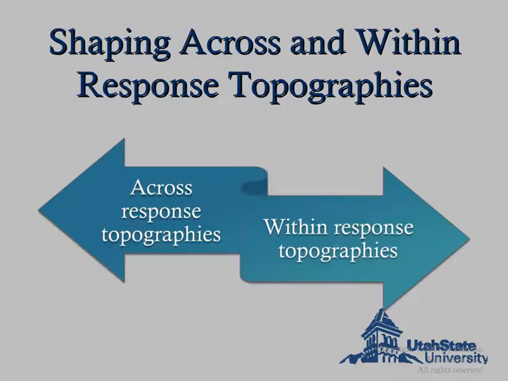Shaping can occur across and within response topographies. When shaping occurs across response topographies, the behavior changes during shaping. Behaviors are still members of the same response class. When the shaping occurs within response topographies, the topography of the behavior remains constant. This means that another measurable dimension of the behavior is changed, for example, the duration of the behavior.